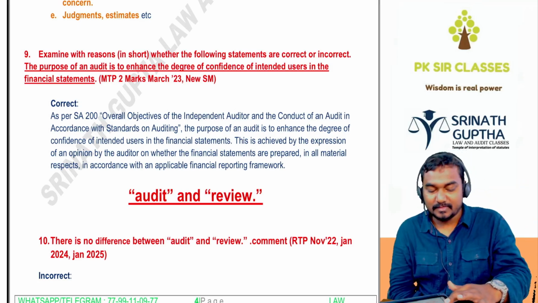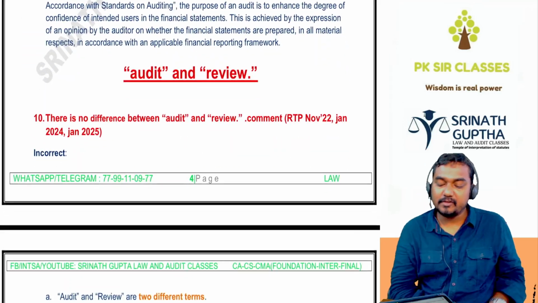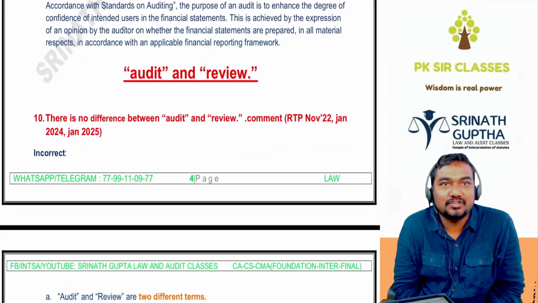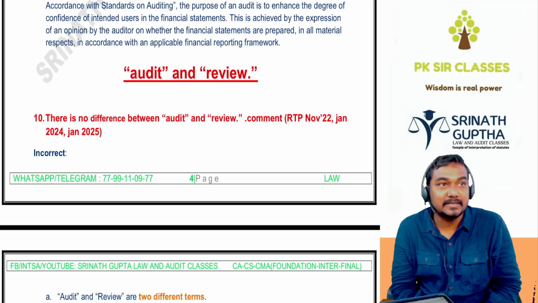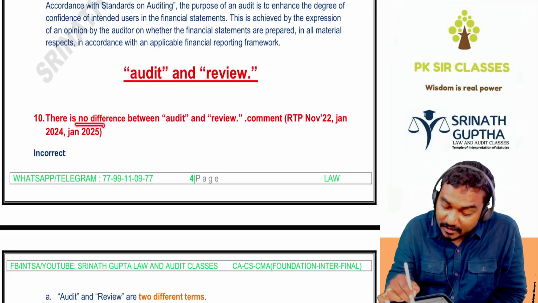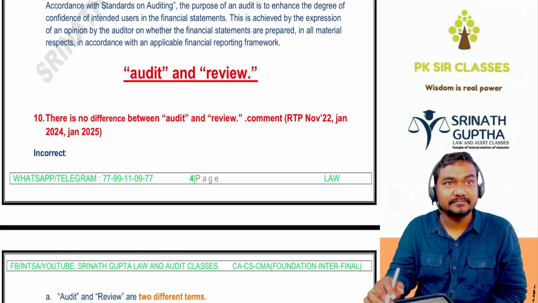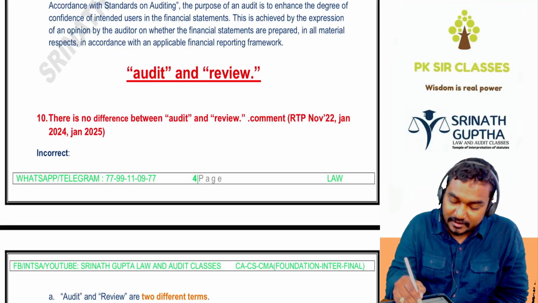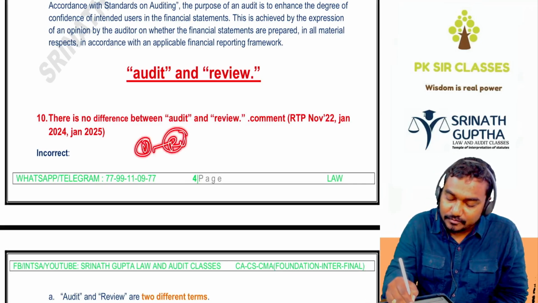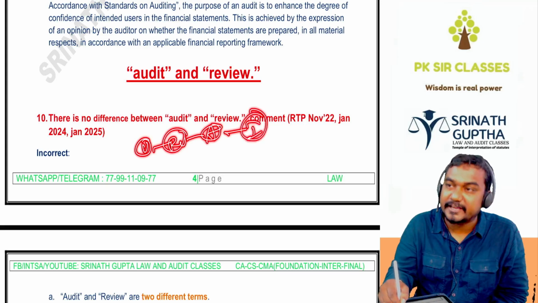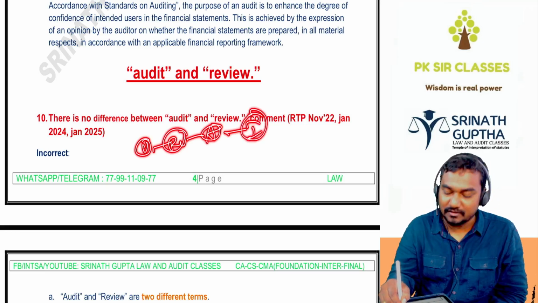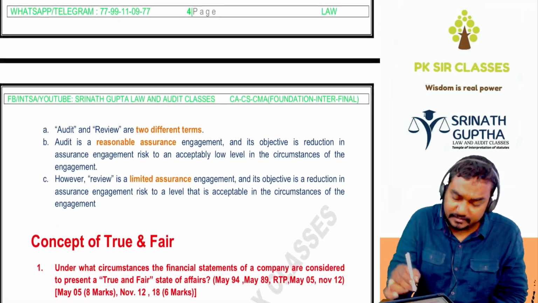Then, next question: review versus auditing. This is a new topic in the new syllabus. Is there no difference between auditing and review, or is there a difference? Yes, I explained: view, review, audit, investigation. They are all different. Clear? Both are different, beta.